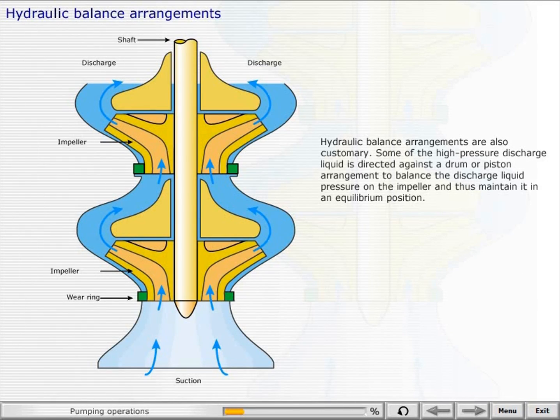Hydraulic balance arrangements are also customary. Some of the high-pressure discharge liquid is directed against a drum or piston arrangement to balance the discharge liquid pressure on the impeller and thus maintain it in an equilibrium position.